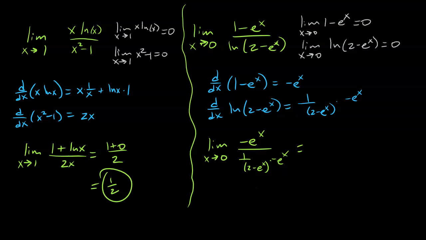Okay, so at the top, if I plug 0 in, would be negative e to the 0, which would be negative 1. The bottom, 2 minus e to the 0 is going to be 2 minus 1. So the bottom is 1 over 1 times negative e to the 0, which would be negative 1. So I get negative 1 over negative 1, which is 1.